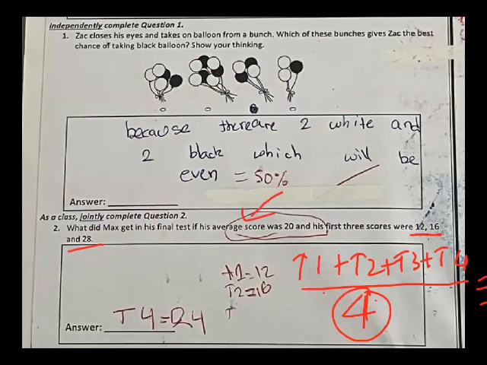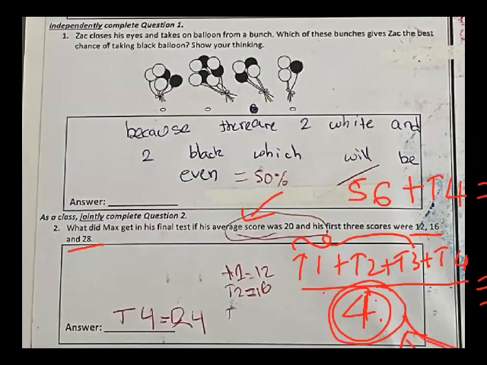Okay. But here we know the answer of T1 plus T2 plus T3, right? What is the answer for T1 plus T2 plus T3, Abdurrahman? It is 56. 56 plus test 4 is equal to 20 into 4. Why is it 20 into 4? If you have something in the division format here, if you send it towards the right side, then this division goes to multiplication, okay?